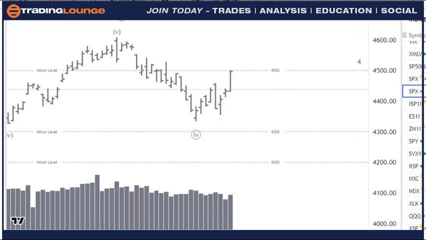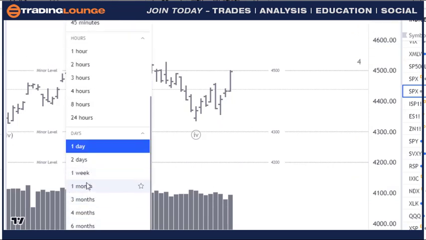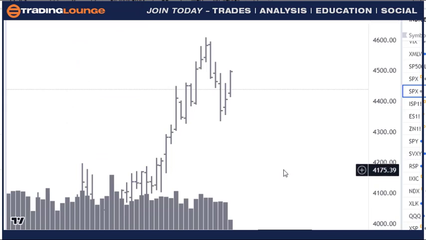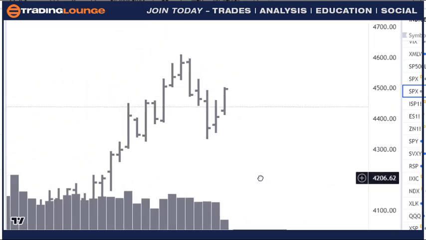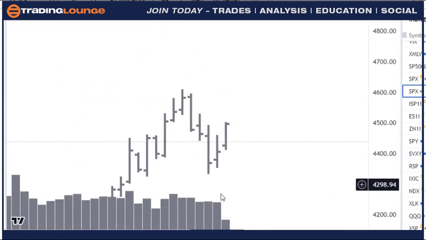I'll just have a little look at the weekly here. It's not finished just yet, but for this to continue to push up here, we would need to see increased volume. We need more volume in this bar here than that bar. We don't have that so far. We'll see how it goes.